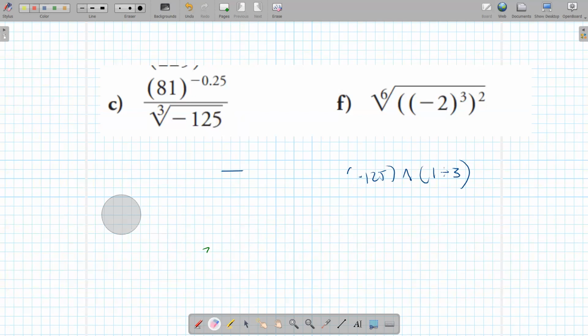It's easy as that. F. We're gonna work our way always from the inside to the outside. So forget about this 6 for now. What is negative 2 cubed and then squared?